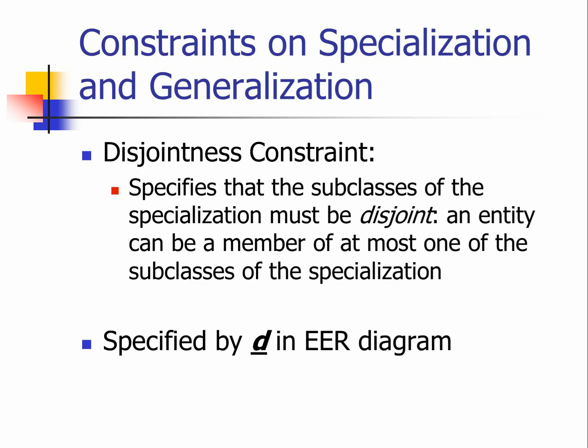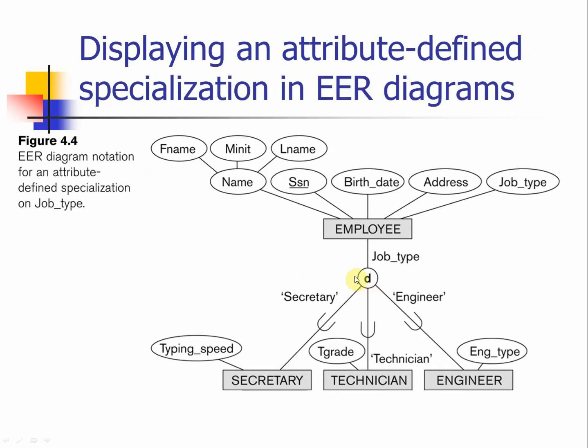If you put a single line and a D, that means you can choose one or you don't choose at all. So that is the combination of the completeness as well as the disjointness constraints. And therefore, you can see that when we put a D over here, for employee, you notice there is a single line indicating that you may or may not participate in this operation.